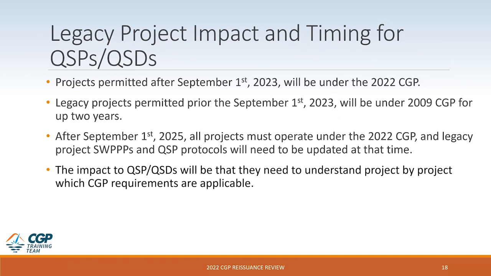Legacy project impact and timing. So projects permitted that actually get coverage and are assigned a WDID number after September 1 of 2023 will be under the 2022 permit. Legacy projects will be grandfathered in. So if you have a project that was permitted prior to September 1st of 2023, it will be under the 2009 CGP for up to 2 years.